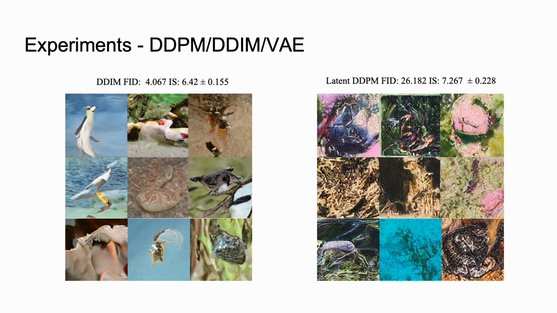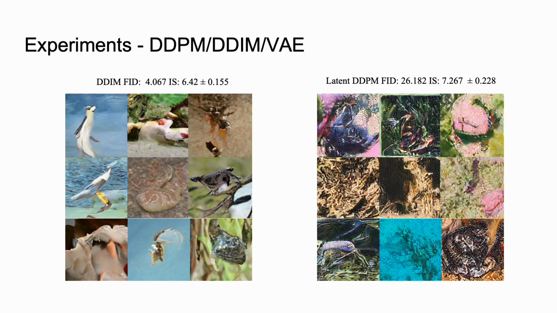On the next slide, we compare this to the results of DDIM and VAE. The DDIM model achieved a slightly higher FID of 4.067. Visually, it suffers from the same issues as DDPM. The samples are noisy and difficult to interpret.